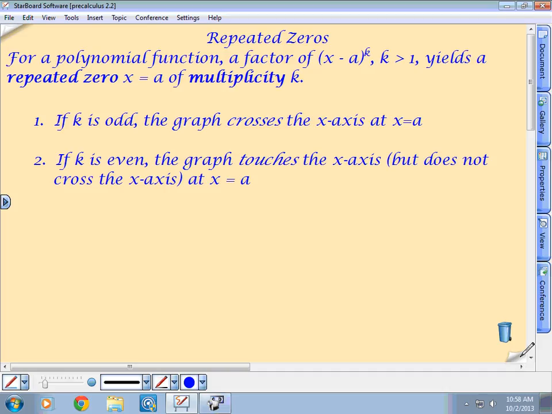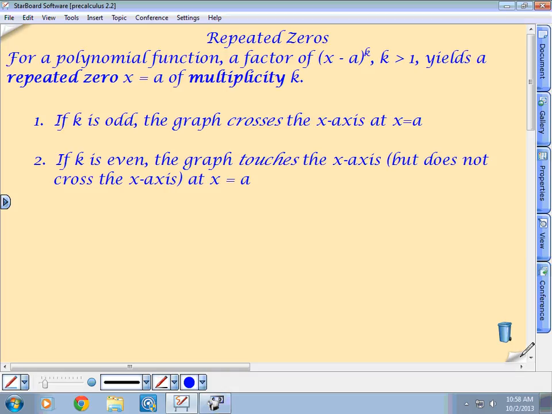For a polynomial function, a factor x minus a to the k, where k is positive, so the exponent is positive, yields a repeated zero at x equals a of multiplicity k. If k is odd, so if this is an odd number up here, then the graph crosses the x-axis at the point x equals a.